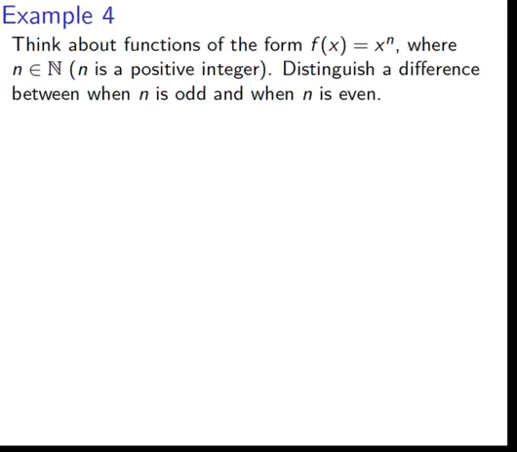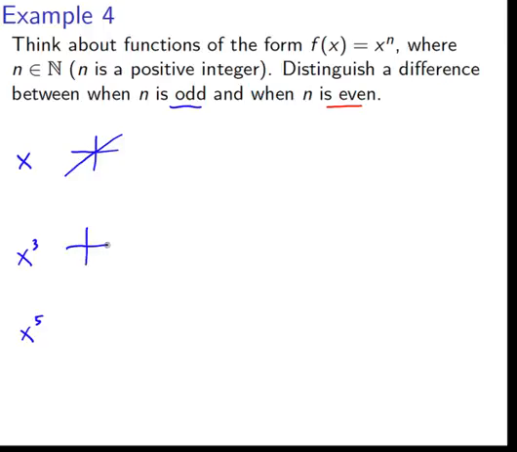Final example, example 4. Think about functions of the form f of x equals x to the n, where n is a positive integer. It's contained in the natural numbers. We distinguish the difference between when n is odd and when n is even. So let's look at some examples for when n is odd. So n is odd would be like x, or maybe x cubed, or x to the fifth. So x, we know what x looks like. It's just like that.